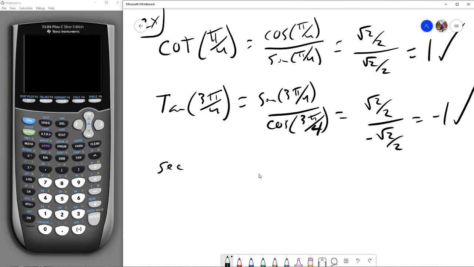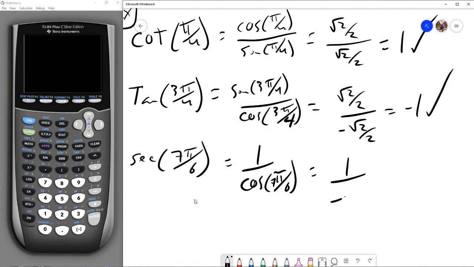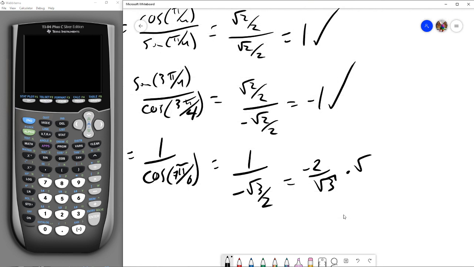And secant of, how about 7 pi over 6? Pick something a little goofy. So this is the same thing as 1 over cosine of 7 pi over 6. So that's 1 over negative root 3 over 2, which is negative 2 over root 3. So this is just a reciprocal of the fraction. I just flipped this around. And now we need to rationalize the denominator. So we get negative 2 root 3 over 3.